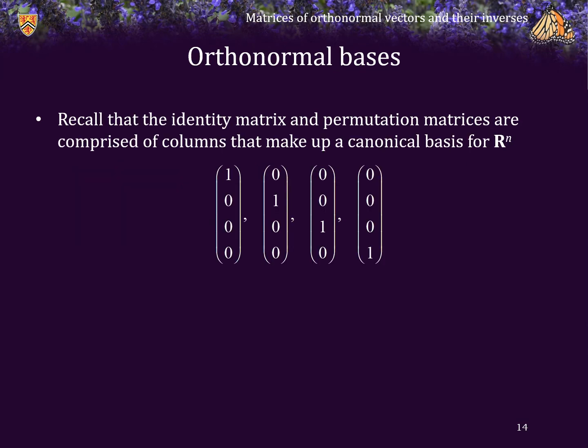Now, recall that the identity matrix and all other permutation matrices are comprised of columns that make up the canonical basis for R^n. So all permutation matrices are made up of permutations of these 4 canonical basis vectors.